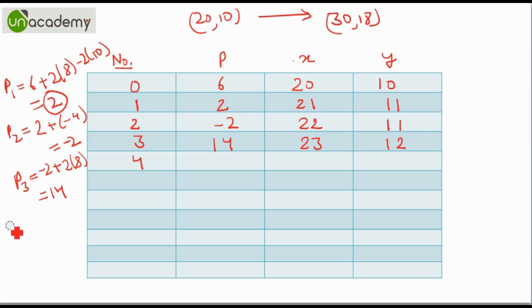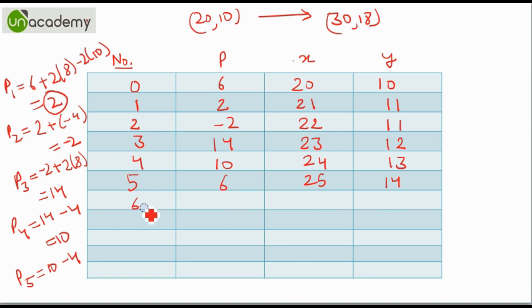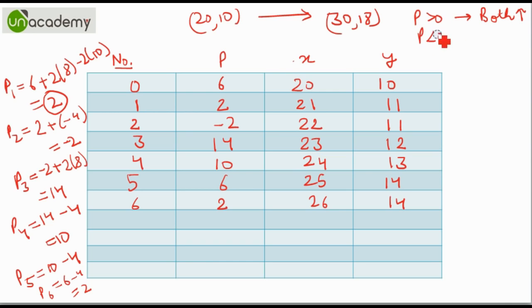Fourth iteration, p4 will be 14 minus 4, that is 10, positive value, so we will increment both x and y. Fifth we will have 10 minus 4, so that is 6, and we will increment both. Sixth iteration, we have 6 minus 4, that is 2, incrementing both. Whenever we have p greater than 0, both increment. If p is negative, x increments, y remains the same. That was what we discussed in the algorithm in the previous video.